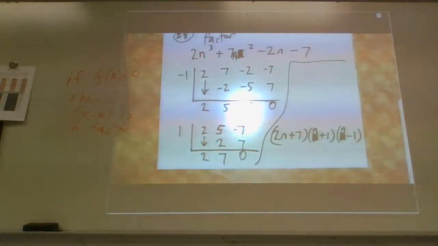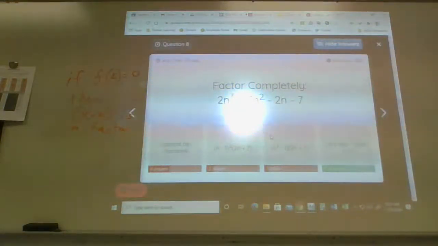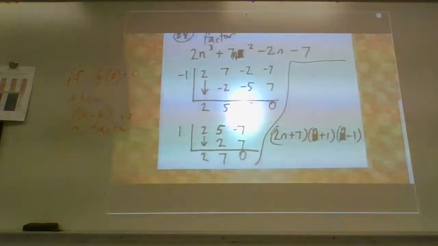I'm trying to be consistent with the variables. Because when I go back to the quizzes and I look at the answers, you can see the correct answer on the far right. N minus 1, n plus 1, 2n plus 7. That is the correct answer on the quizzes. A lot of people immediately picked cannot be factored. It breaks my heart. But this is the process that you could go through in order to get that thing done.